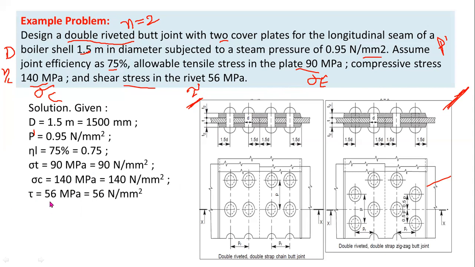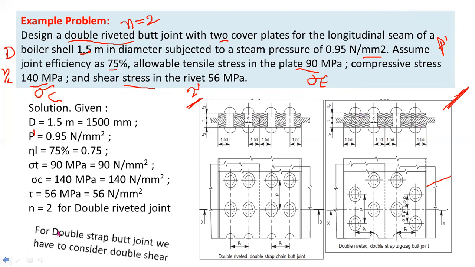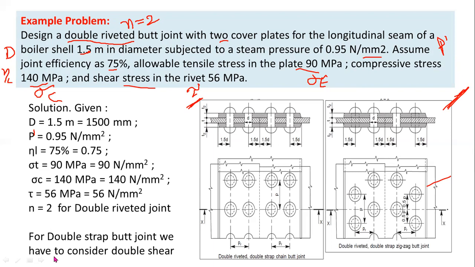Now here n equal to 2 for double riveted joints. Okay, for double cover butt joints, you have to consider double shear. Okay, for double strap butt joints, you have to consider double shear.